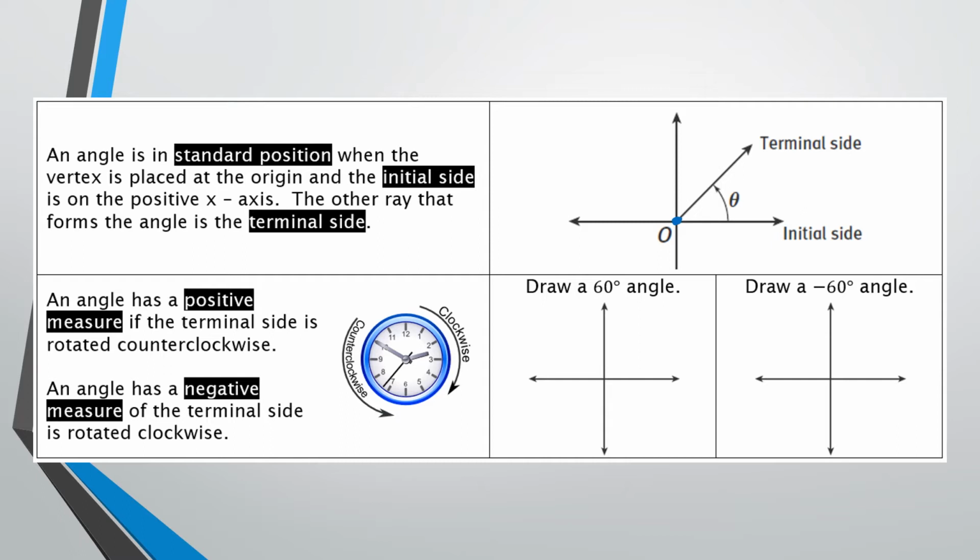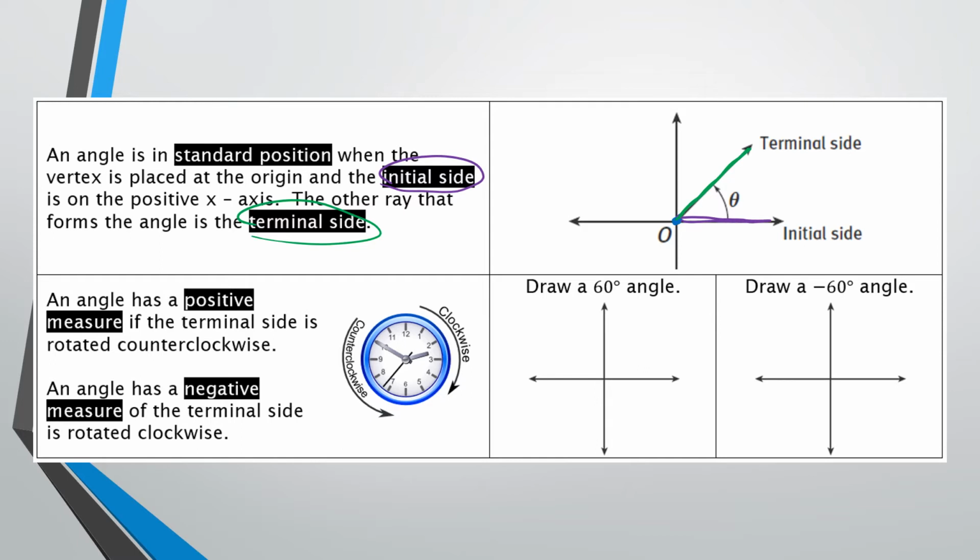One is called the initial side. That's where the angle starts. The initial side is always going to be along the positive x-axis. So the initial side of the angle is always going to be this right here. And then you have the other ray, so the other side of the angle is called the terminal side, and that's where the angle stops. So the terminal side would be this side right here.